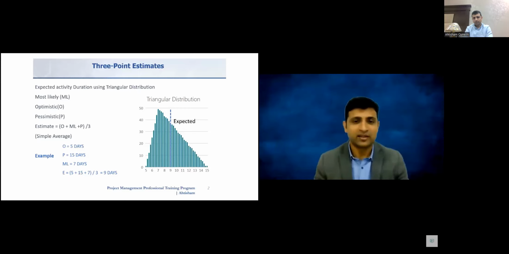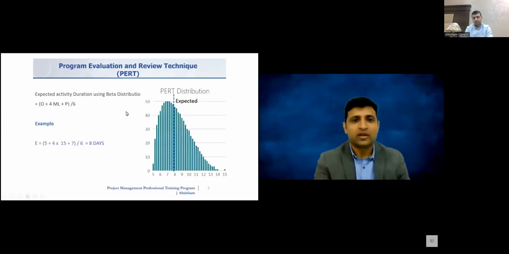And the resulting graph that you see is called triangular distribution. And you see that the 9 days is more tilted towards the mode of the triangle, which is the most likely scenario. Now let us see the other type of technique, which is called PERT.